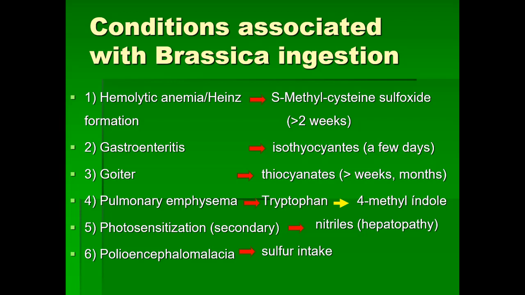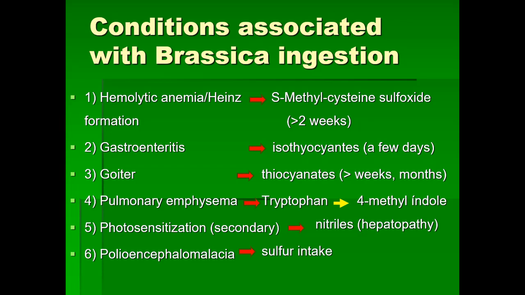Another one is pulmonary emphysema, also known as acute respiratory distress syndrome. The brassicas can contain a high concentration of tryptophan, which, as you know, is an amino acid, and in the rumen is converted to 3-methylindole, which binds proteins in type 1 cells in the airways, and that results in the acute pulmonary edema and emphysema after at least 1 week of ingestion. The photosensitization is associated with hepatocellular toxicity, and the polioencephalomalacia would come from a high sulfur intake with the brassicas.